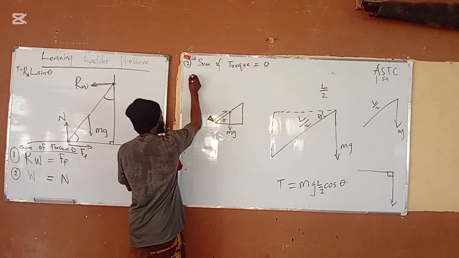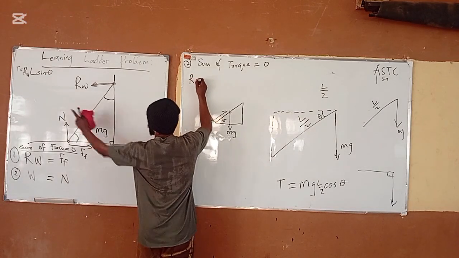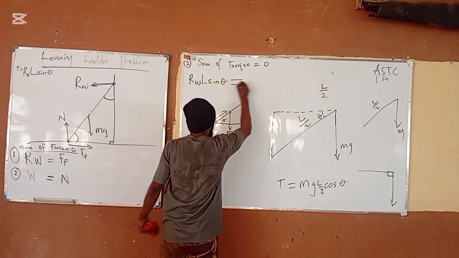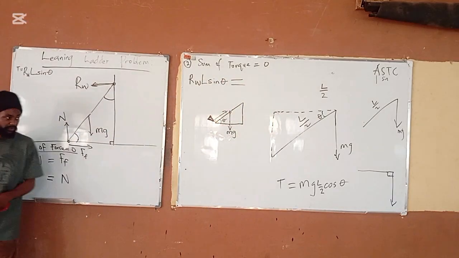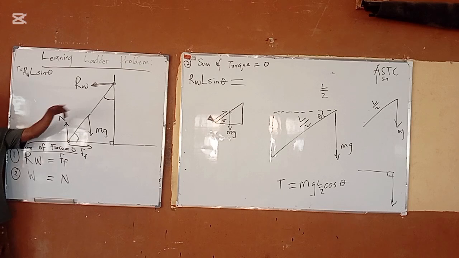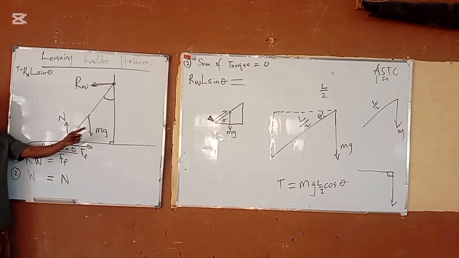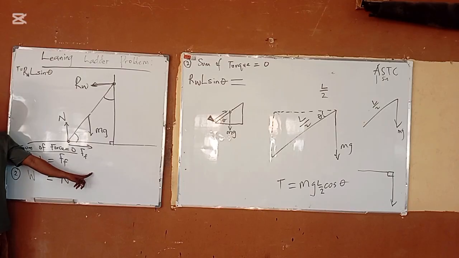I will say my RWL sine theta is equal to... do you know what I'm doing here? This is the center. I'm saying the sum of torque on the horizontal axis is equal to the sum of torque on the vertical axis. Very important.